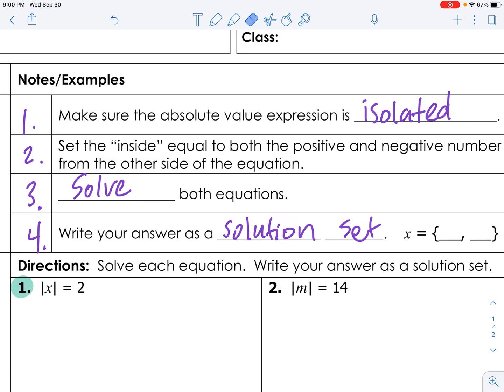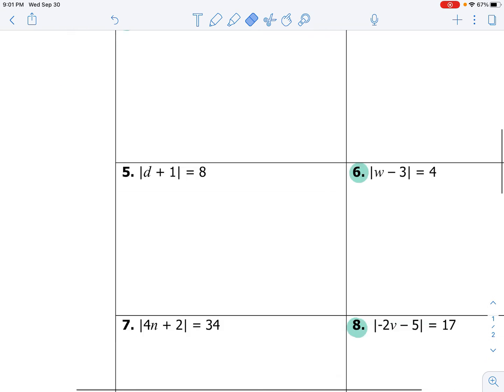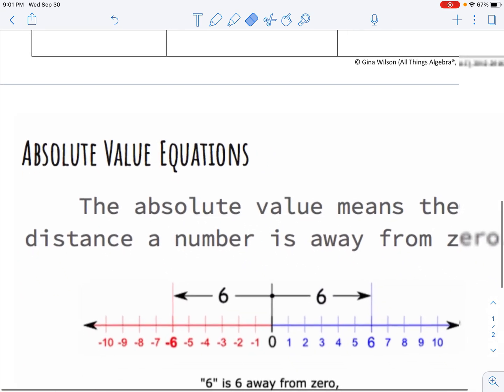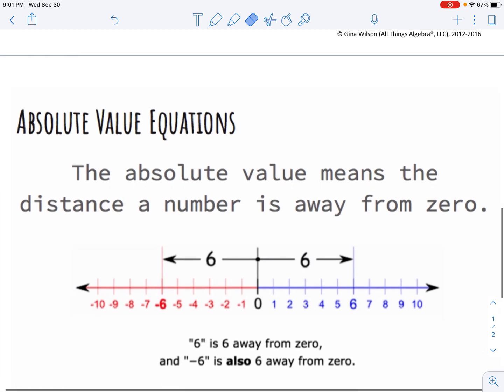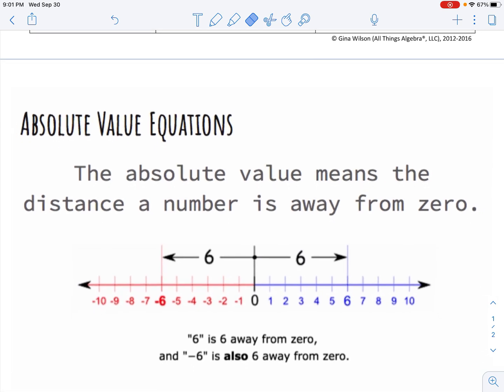So today we're going to talk about how to solve absolute value equations, and we have our steps up here at the top of our paper. But before we really dive into those steps, it will make more sense if we first review the definition of what absolute value means. So remember, absolute value means the distance from zero a number is on a number line.